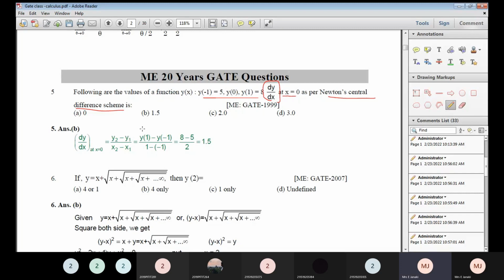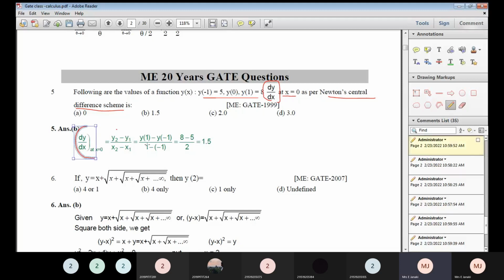What about Newton's central difference formula? This is the formula. dy by dx at the point x is equal to 0 is equal to y2 minus y1 by x2 minus x1. So y2 is nothing but y of x2, and y1 is nothing but y of x1. The denominator term is x2 minus x1. This is Newton's central difference formula.